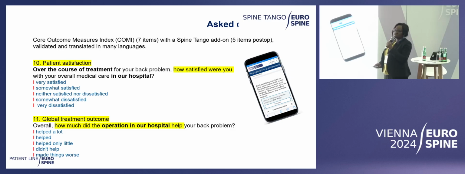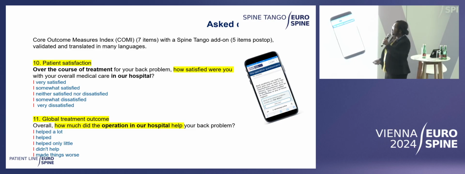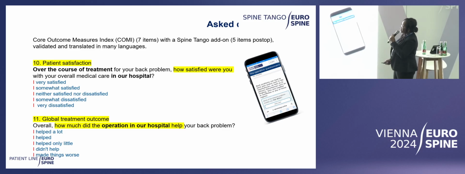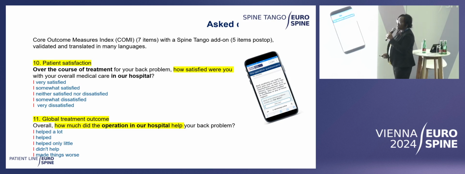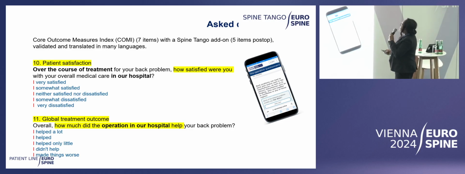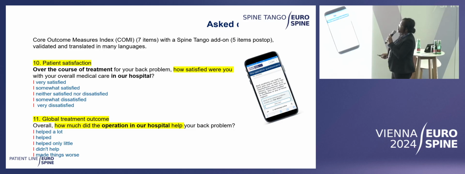And then post surgery, we also send out the same forms. So we find a way to measure how they feel at different intervals. So as you can see, we use the COMI form, which is the Core Outcome Measures Index, with 7 items that we ask the patients to try and determine how they feel before surgery and after surgery as well. We have an additional 5 items post-op that are included, which are post-surgical questions. So these forms are validated in lots of different languages.